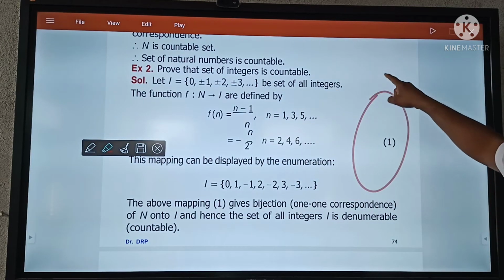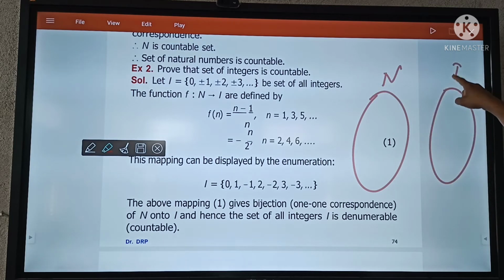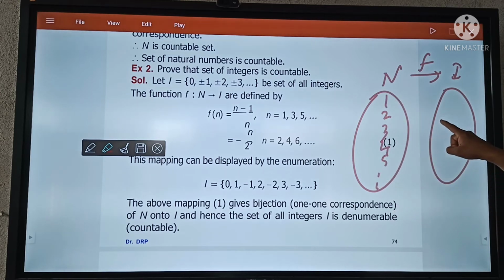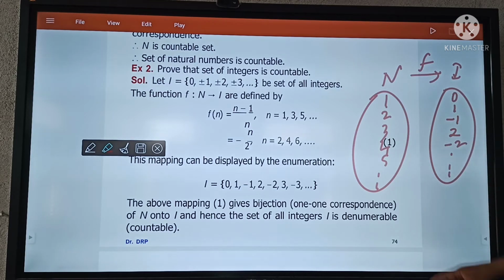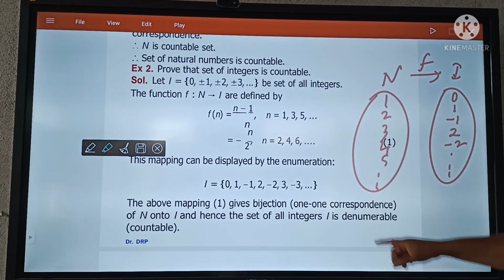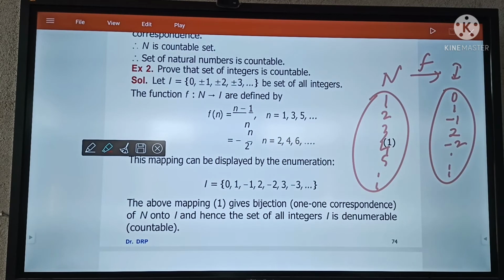So this is the N and this is the I, that is the set of integers. We define a function N to I. N contains the natural numbers in this way, and the integers are 0, 1, -1, 2, -2 in this way. So if n is odd, f of n is (n minus 1) by 2. That is, if n is 1, we get 1 minus 1 upon 2, means 0. So 1 is related with this 0.